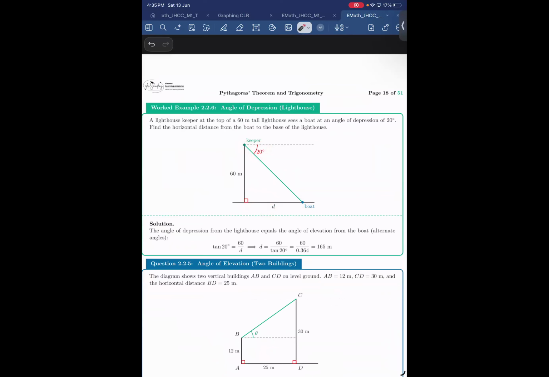One thing to note, because of alternate angles, we can consider this to be 20 degrees as well. Alternate angles, remember, is the Z shape thing. So this will be 20 degrees. Then with 20 degrees, you know opposite, you want to find adjacent, so use tangent. Tangent 20 degrees equals 60 divided by D. If you make D the subject, you get 165 meters.